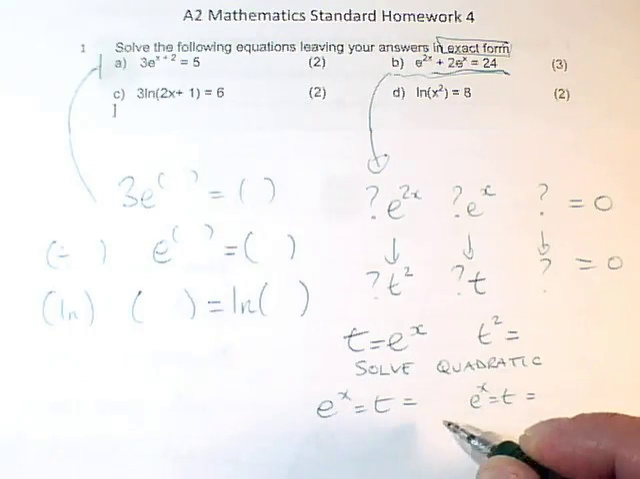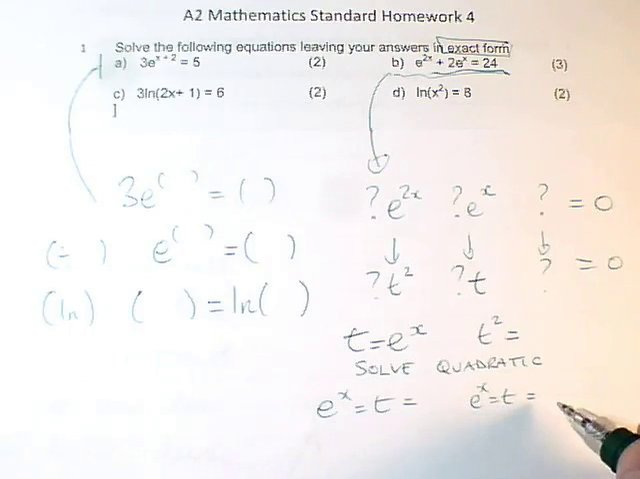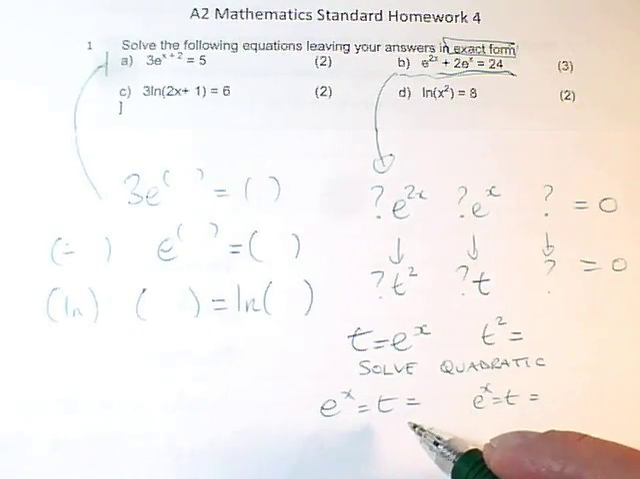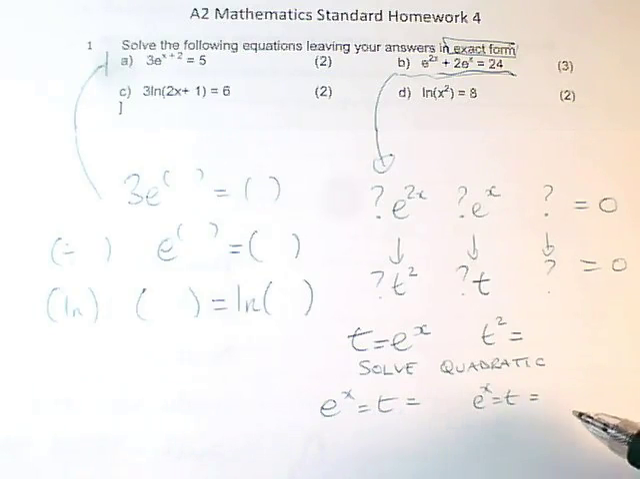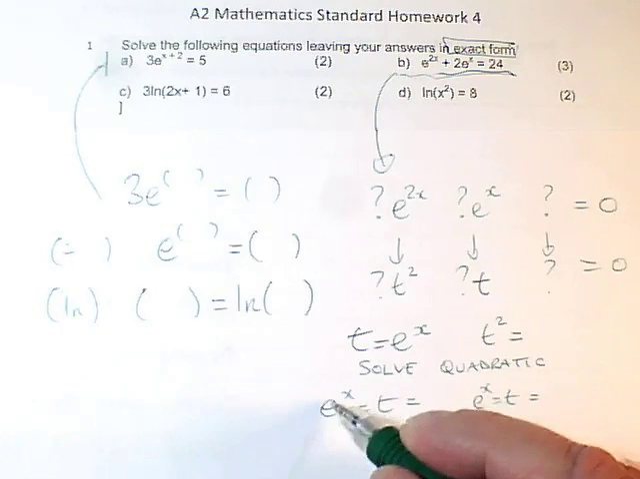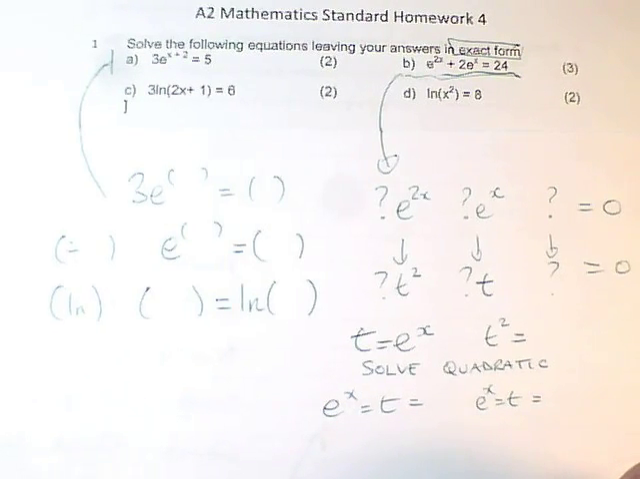Now, if either of these values is 0 or negative, when you try and use a log, an ln, to get rid of the e, you'll find that you get an error. That's because e to the x can't equal 0 or a negative value. It doesn't mean you've done anything wrong. It just means it may not be a valid solution. Okay, so that's part B.